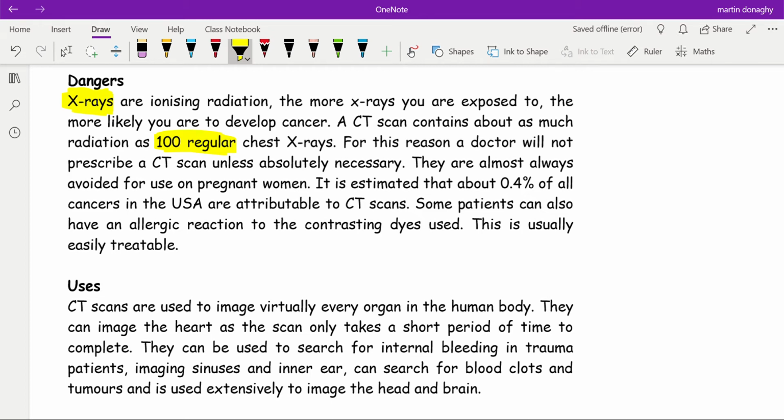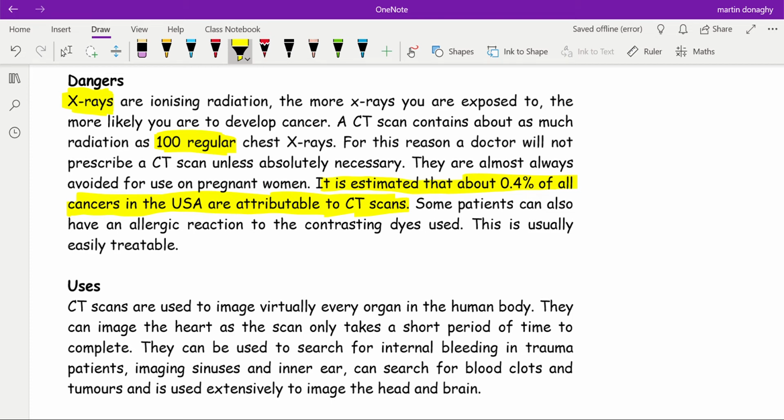A very interesting stat: 0.4% of cancers in the USA are attributable to CT scans. They're much more likely to give CT scans in America because they can charge you for them. It's not the case in the UK. Some patients can also have allergic reactions to the contrasting dyes used, but it's usually easily treatable.